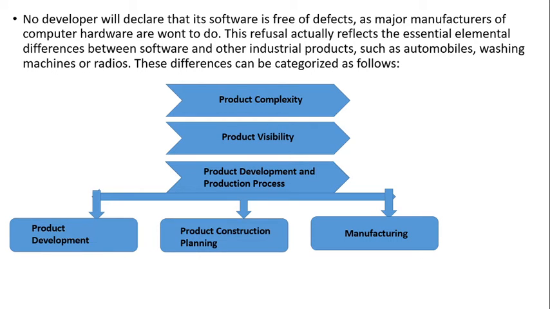This refusal actually reflects the essential difference between software and other industrial products, such as automobiles, washing machines, or radios. The differences can be categorized in the following ways. First one is product complexity, second one is product visibility, and third one is the product development and production process. Product complexity.